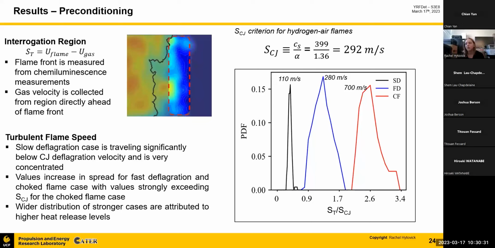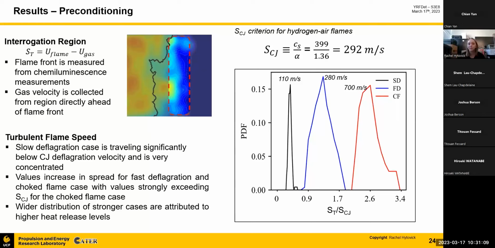Then for our turbulent flame speed results, obviously the slow deflagration is moving very far below S_CJ, which for the hydrogen-air flames that we use is about 292 meters per second. Obviously there is some variation with the equivalence ratio, but it's not super large, and it's not very drastic or driving for these flames. And so our slow deflagration is maybe 110 meters per second. So it's very far below that. And then our fast deflagration is almost at that velocity, but still moving slightly below it, at 280 meters per second.